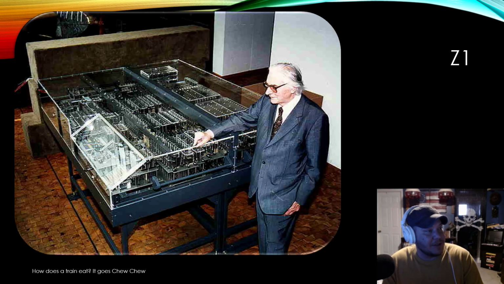And here we have Mr. Zuse with the rebuilt machine, and you can see just how physically large this single component of the machine actually is.